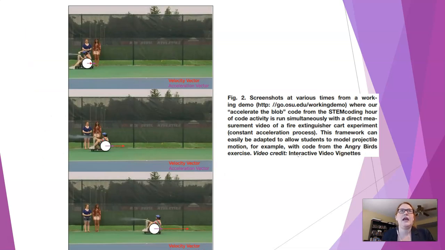I'm just including a screenshot from the paper right here. It also includes the caption for the paper. The idea here is that you have the actual video of the motion on the screen of this person sitting on a small cart. They use a fire extinguisher and it propels them across the screen. And then the white circle is the simulated object. The students would develop the code to make the object move with the correct position, velocity, and acceleration across the screen.